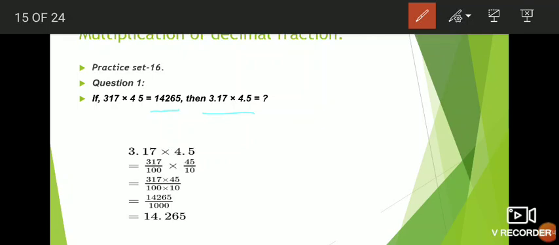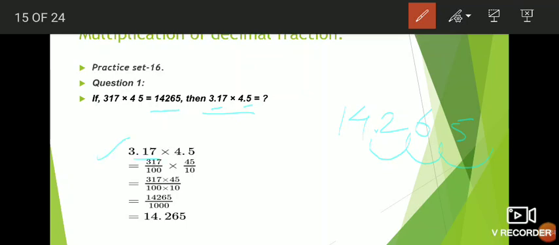This we can solve by two methods, students. Here after the point, 2 digits, and here again one, total 3 digits are there. Means for the answer we count 3 digits from the right side to the left, that is 1 2 3, that is 14.265. By this method we can solve, and by the other method also we can solve.